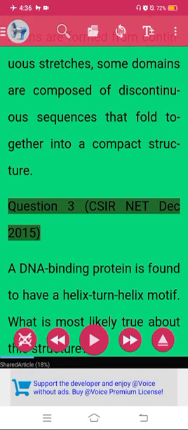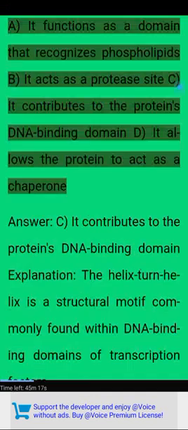Question 3. CSIR NET December 2015. A DNA binding protein is found to have a helix-turn-helix motif. What is most likely true about this structure? A. It functions as a domain that recognizes phospholipids. B. It acts as a protease site. C. It contributes to the protein's DNA binding domain. D. It allows the protein to act as a chaperone.